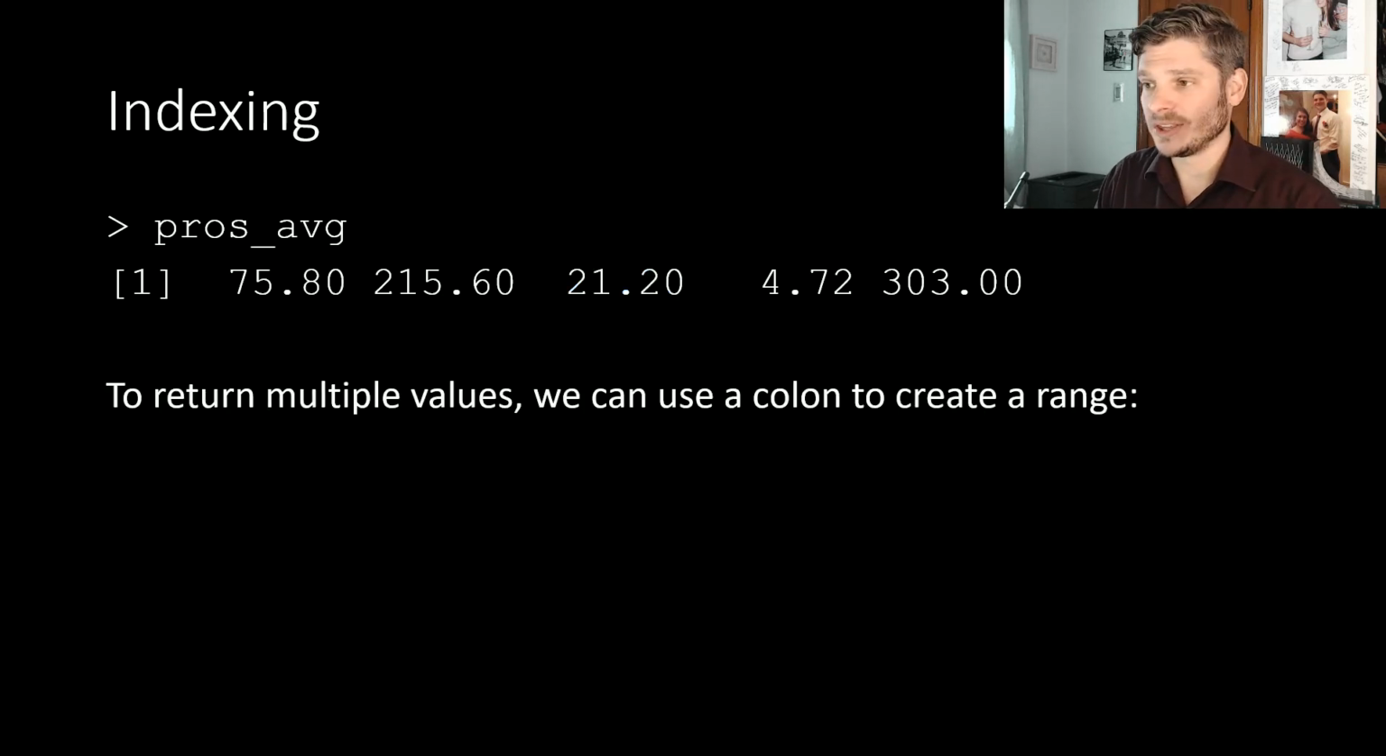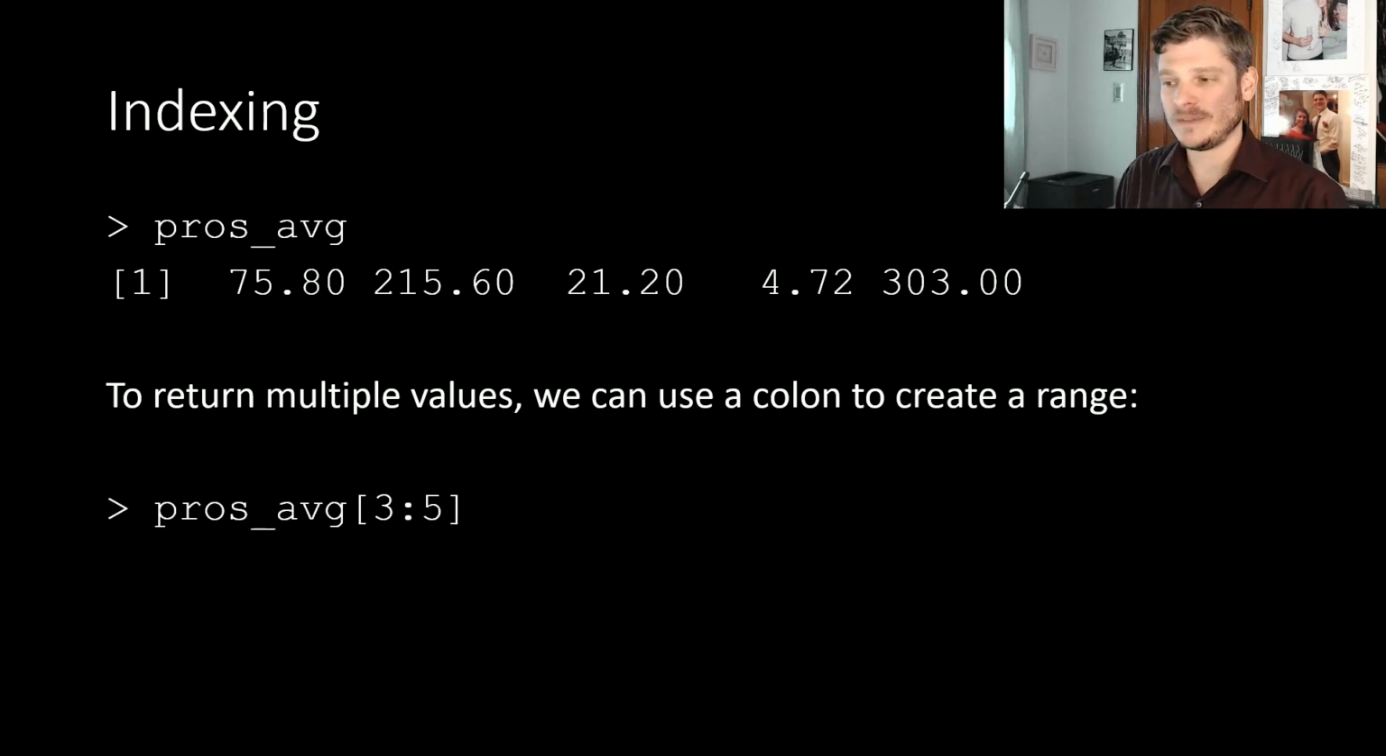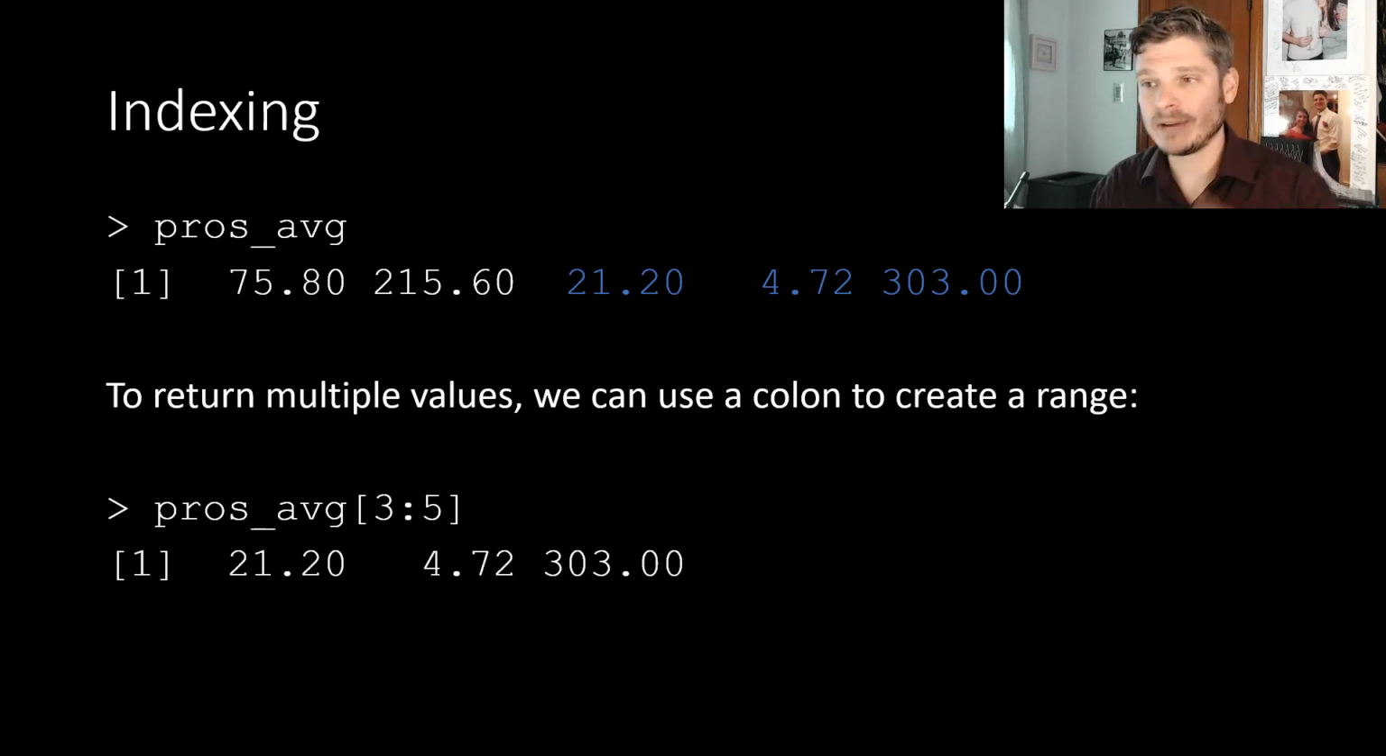So taking a look at this, now I can also return multiple values in a row. So I can return a range. And again, I'm going to use that colon to specify a range. So if I do pros_average, but now in my brackets I do from 3 to 5, it's going to say, all right, well, 3, 4, and 5, right? Those in a row, those are the 3 data values that he wants me to pull, so I'm going to give it to him.